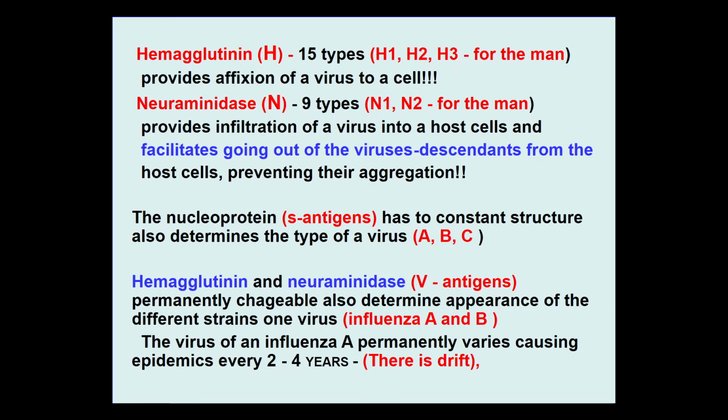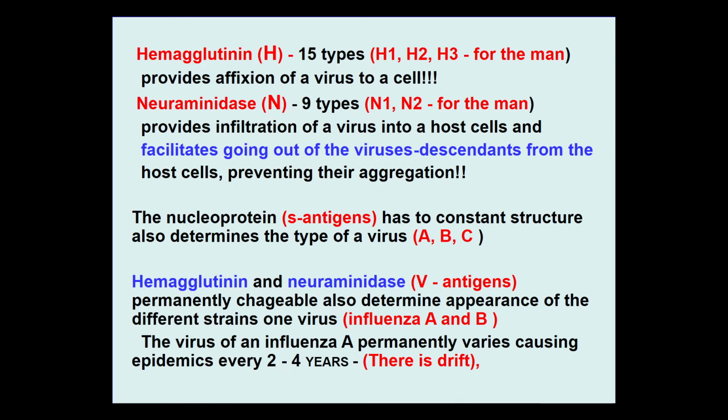Hemagglutinin has 15 types, 1, 2, 3 for humans, and provides attachment of the virus to the cell. Neuraminidase has 9 types, 1, 2 for humans, and provides penetration of the virus into the host cell and release of the viruses from the host cell, preventing their aggregation. The nuclear protein as an antigen has a constant structure and determines the type of the virus, A, B, or C. Hemagglutinin and neuraminidase, the permanently changeable antigens, determine the appearance of different strains of one virus, influenza A and B.